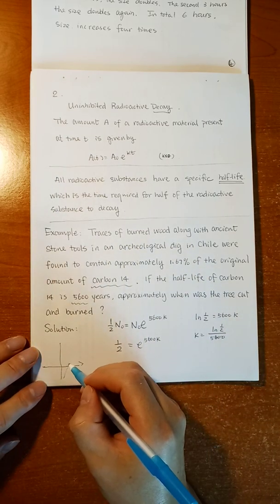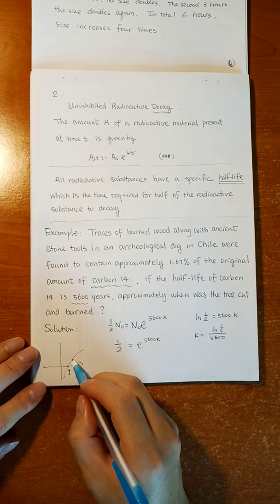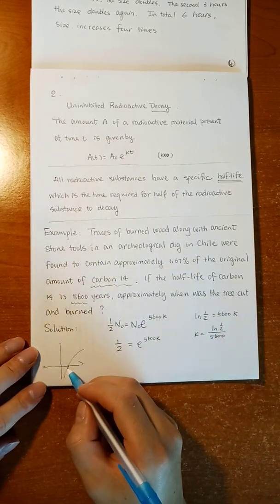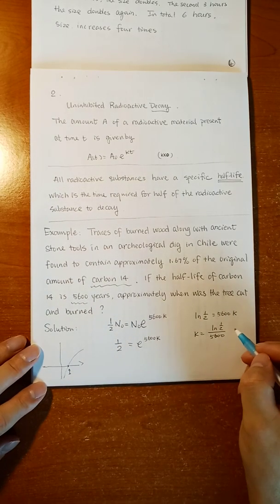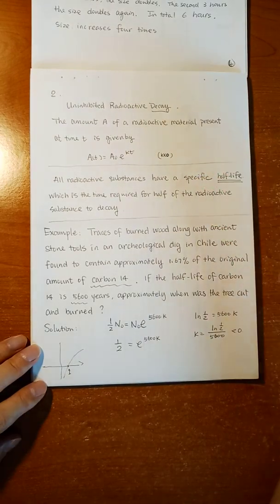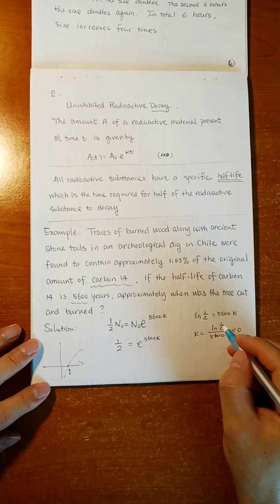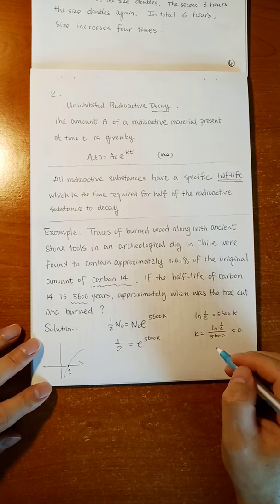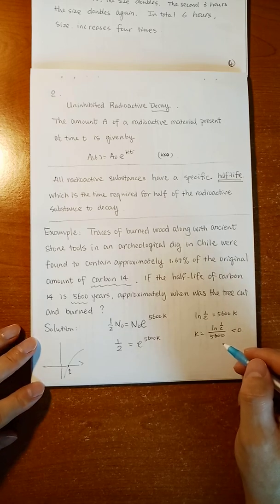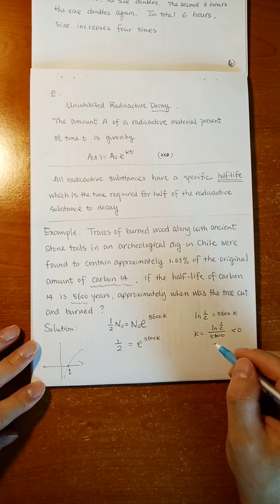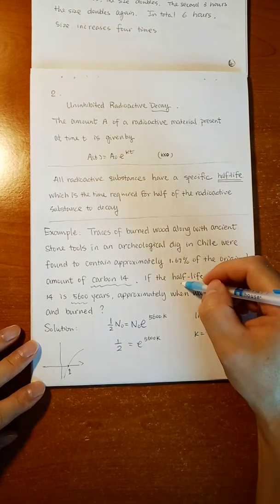It's like this. When this input is greater than 1, it's positive. When the input is less than 1, between 0 and 1, it's negative. So that's why it's a negative number. It fits our theory. Okay, so it's the natural log of 1/2 over 5600. This is the constant K, and this is how we find the constant and the relation between the constant and the half-life.